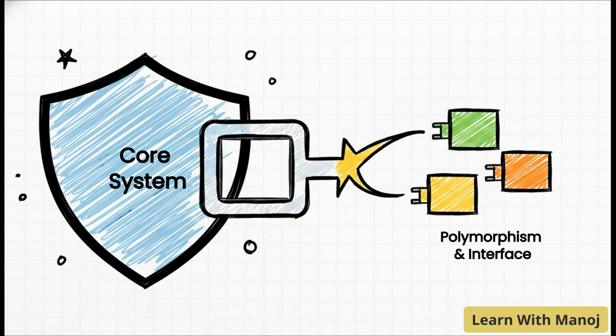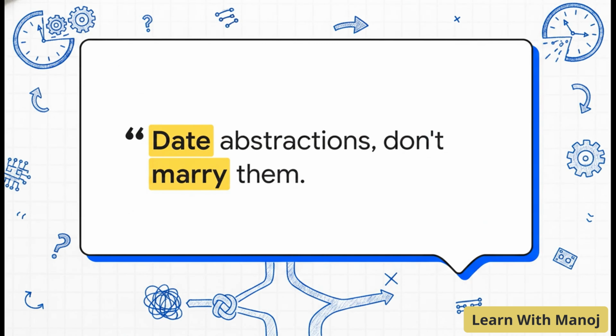Think of it like a plug-in system. When the business inevitably comes back asking for cryptocurrency payments down the line, you don't go hunting for a massive if-else block. You just write a new crypto class. The core system doesn't change at all. It just extends. Okay, but before we go totally crazy abstracting everything in sight, we definitely need a reality check. Because as one experienced developer perfectly phrased it, dating abstractions, don't marry them. Design decisions always involve trade-offs.